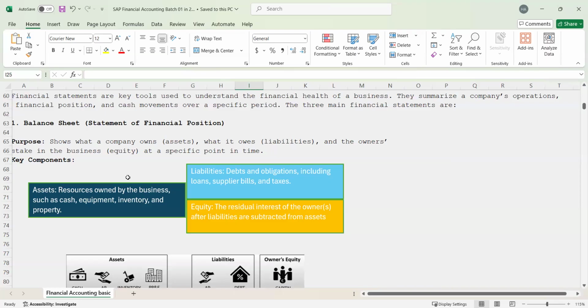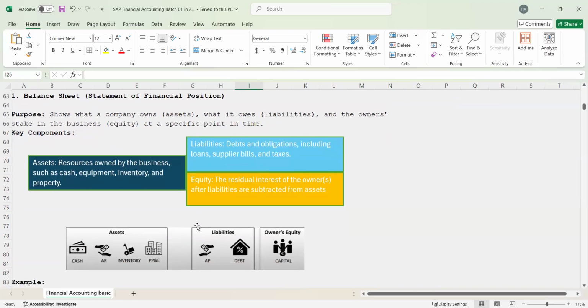Imagine you have a friend you are collaborating with. Whatever money that person brings is also capital, it's equity, right? Equity is the residual interest of the owners after liabilities are subtracted from assets. We'll explain again further to understand what equity means.